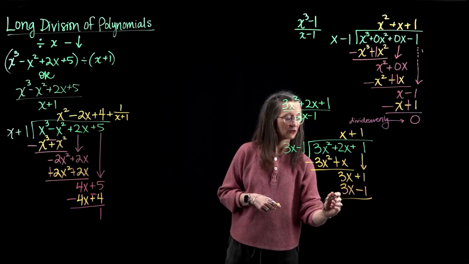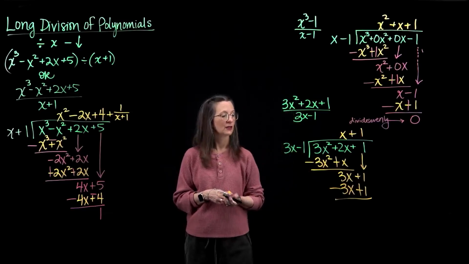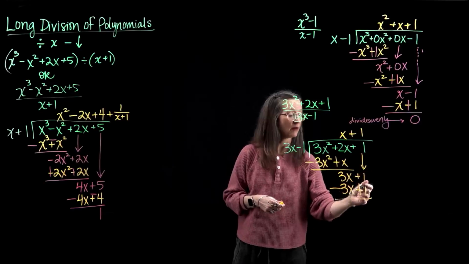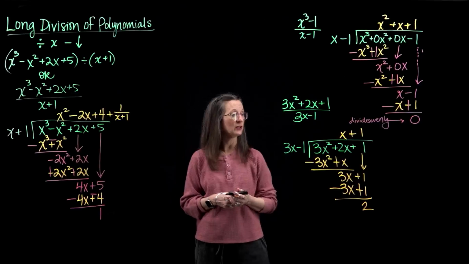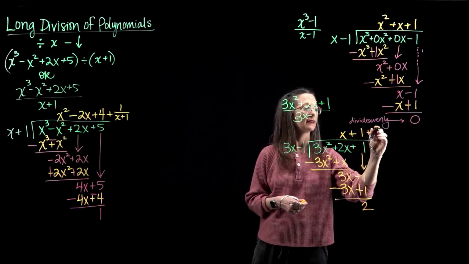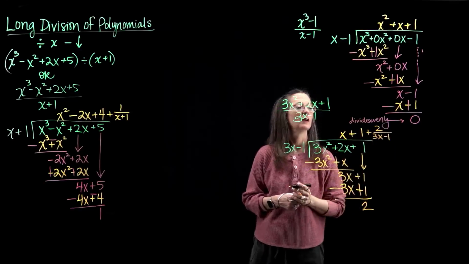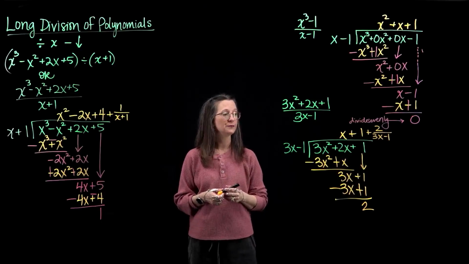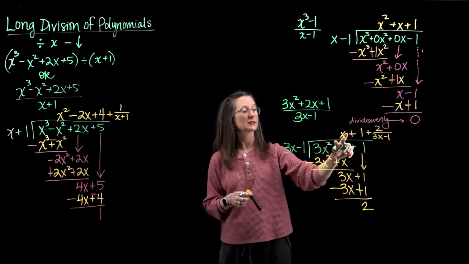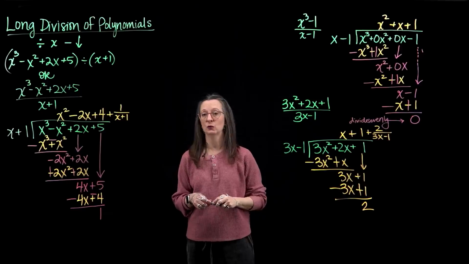To subtract, draw the line, change all the signs. 3x minus 3x is 0. 1 plus 1 is 2. So I have a remainder of 2 here. So we will add that to the end of our quotient as 2 divided by 3x minus 1. So my quotient would be x plus 1 plus 2 over 3x minus 1.